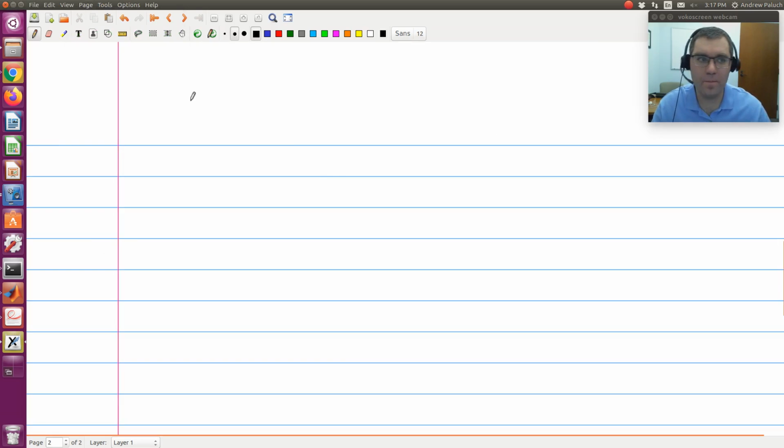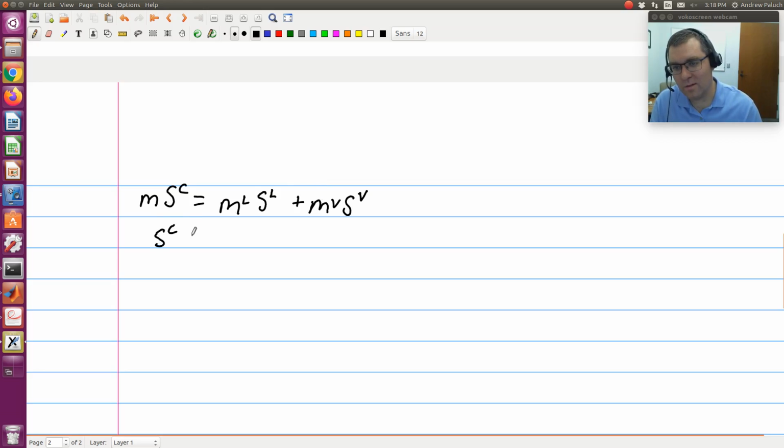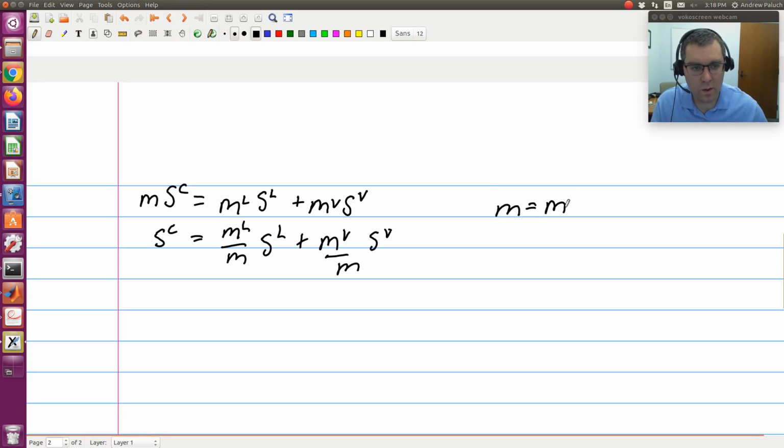So let's calculate our quality. As a reminder of how to calculate my quality, the idea is that the extensive entropy of my system in state C is a sum of, so I'll write this as ml, m being the total mass, ml is the mass of my liquid phase times the entropy of my liquid plus mass of my vapor times the specific entropy of my vapor phase. So this is my total extensive entropy. This is the extensive entropy of my liquid and extensive entropy of my vapor. They're extensive properties, so they're additive.